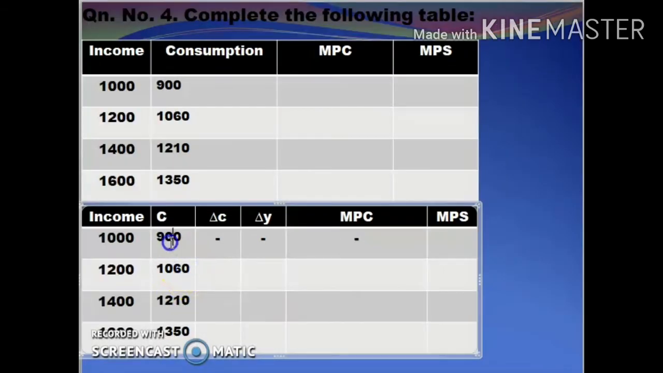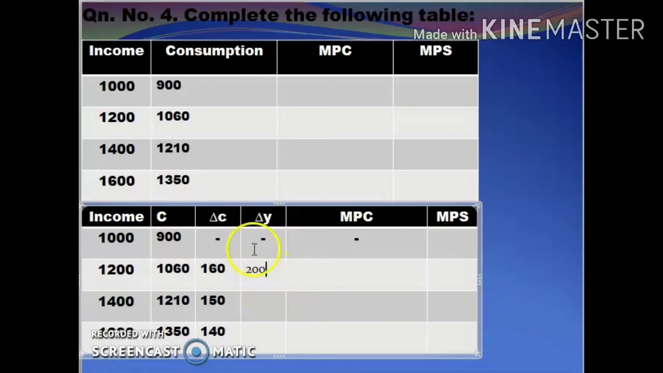Next, question 4: complete the following table. Income is given as 100. How will you find delta C? The current value minus the previous value. The answer is 160. Next, the current value 1210 minus the previous one, so its answer is 150. Next, 1350 minus 1210. The answer is 140.